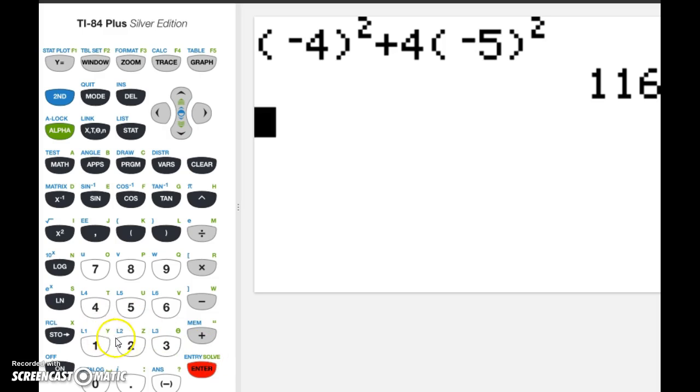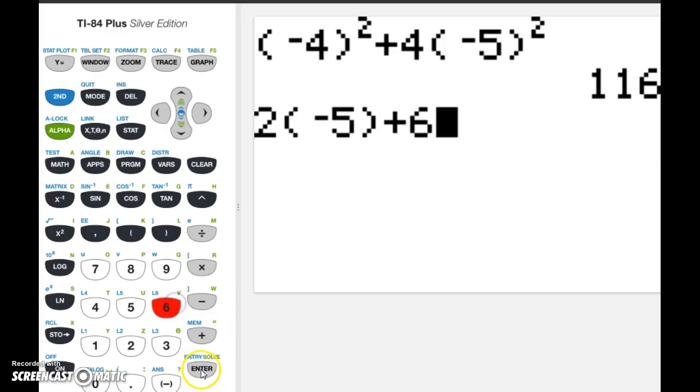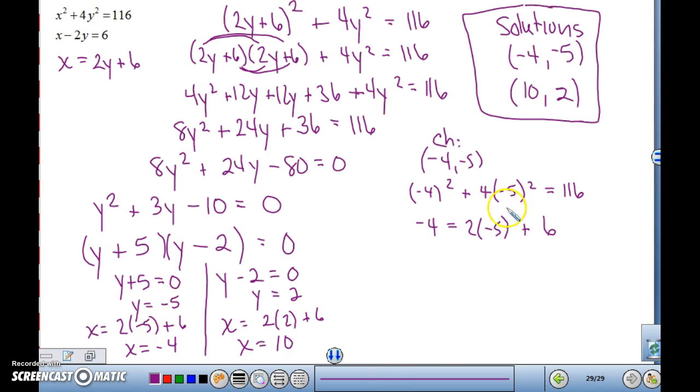Now, the other equation was x equals 2y plus 6, so the 2y plus 6 is what I was going to put in. 2 times y, in this case, was negative 5, plus 6, and it should equal negative 4. Yeah, it does equal negative 4. So that matches what we had. So this equaled 116, and it checked, and this equaled negative 4, and that checked. So negative 4, negative 5 works in both equations.